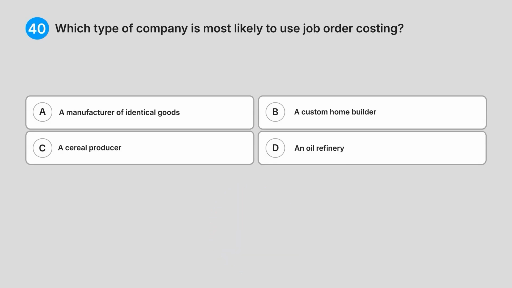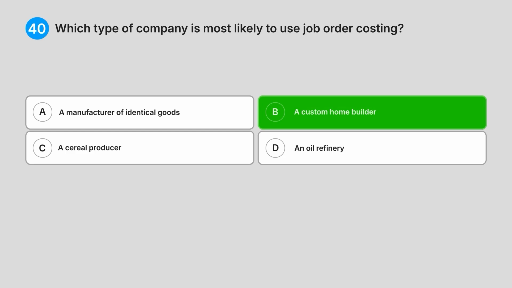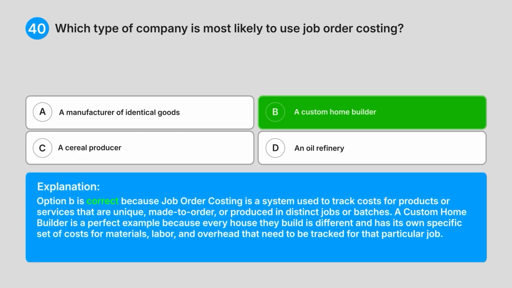Correct answer, B. A custom home builder. Explanation: option B is correct because job order costing is a system used to track costs for products or services that are unique, made to order, or produced in distinct jobs or batches. A custom home builder is a perfect example because every house they build is different and has its own specific set of costs for materials, labour, and overhead that need to be tracked for that particular job.